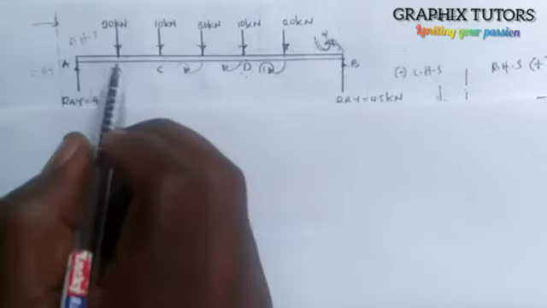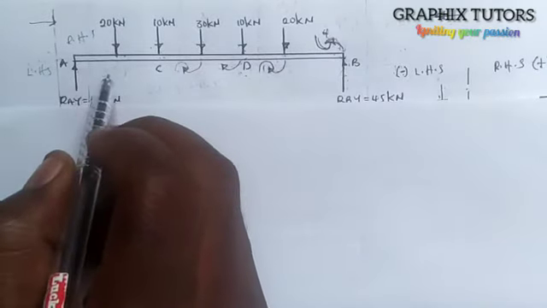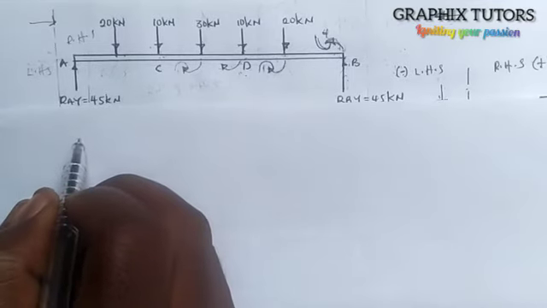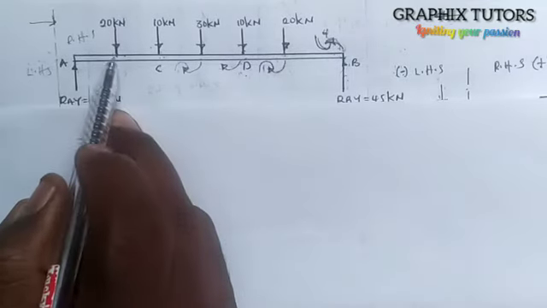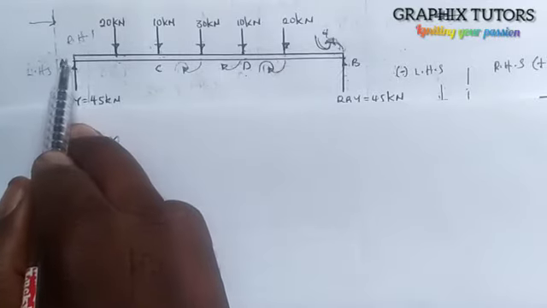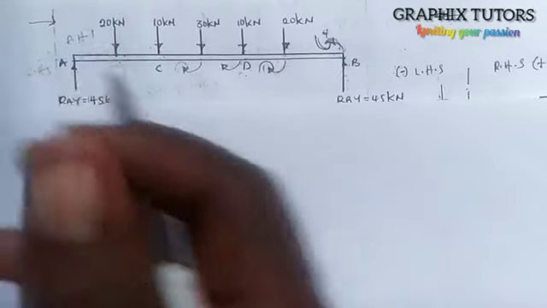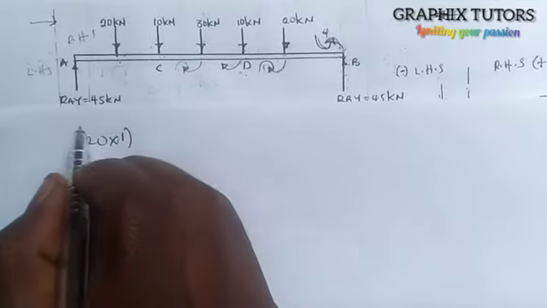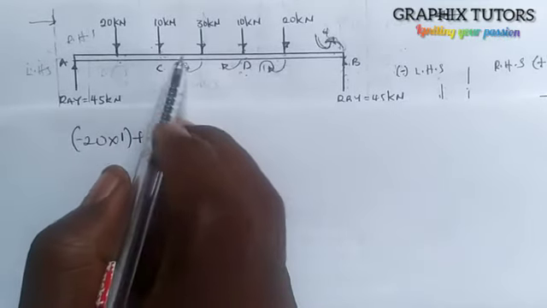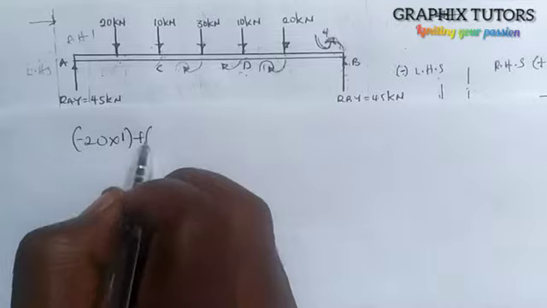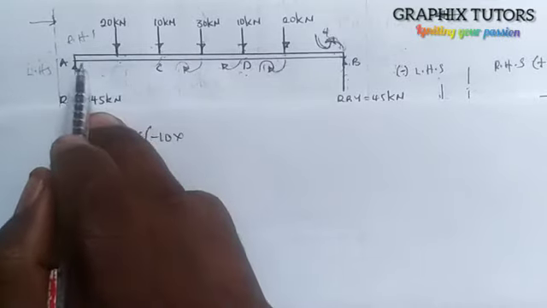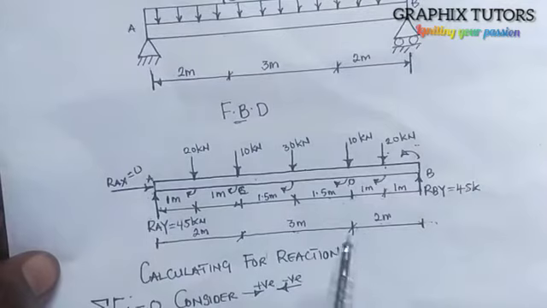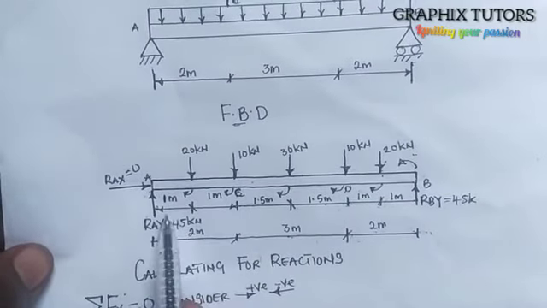From point A, this force is going clockwise, so it's negative. So we have minus 20 multiplied by the distance between this force and point A, which is 1 meter. So minus 20 times 1, right? Plus the next one is 10, going in that direction is also negative, minus 10 times the distance between C and A. The distance between C and A is 1 meter plus 1 meter, that is 2.